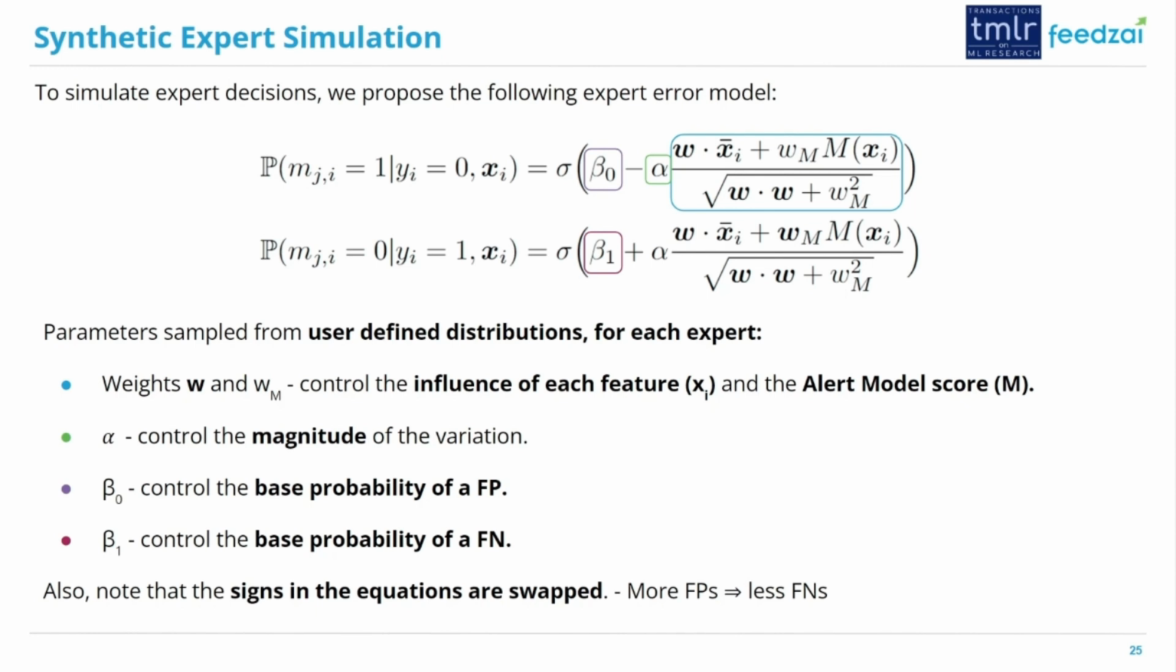Also, note that the signs in the equations are swapped, meaning that a region of the feature space where the expert is most likely to commit false positives will inherently have fewer false negatives, as presumably the expert is biased towards predicting the positive class.